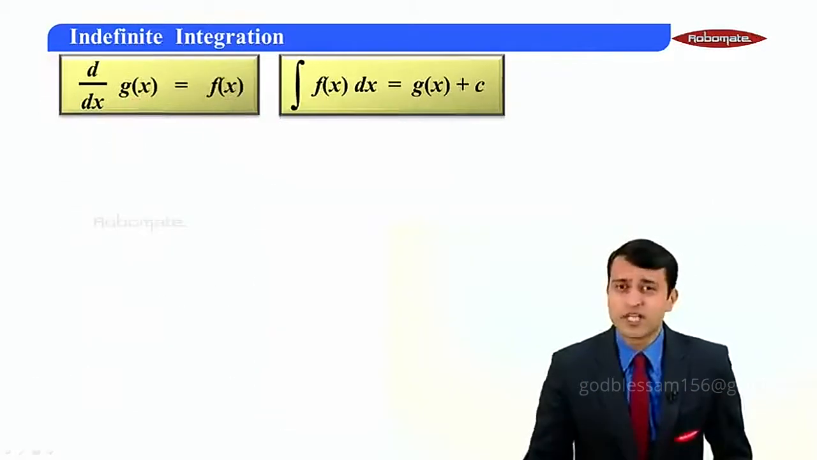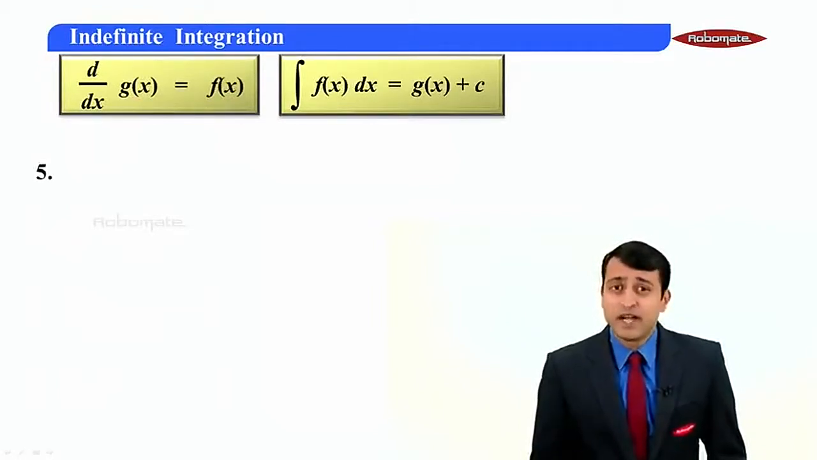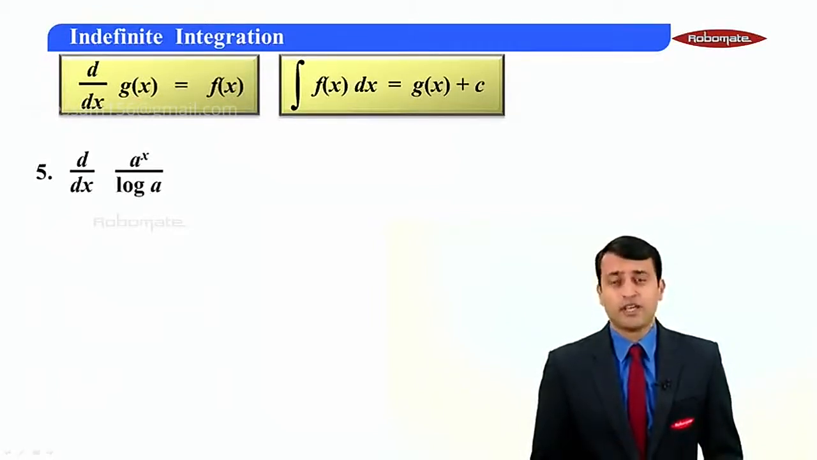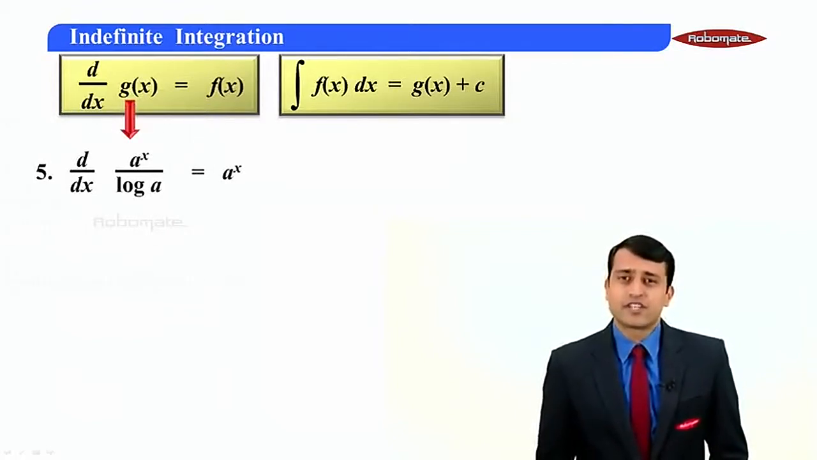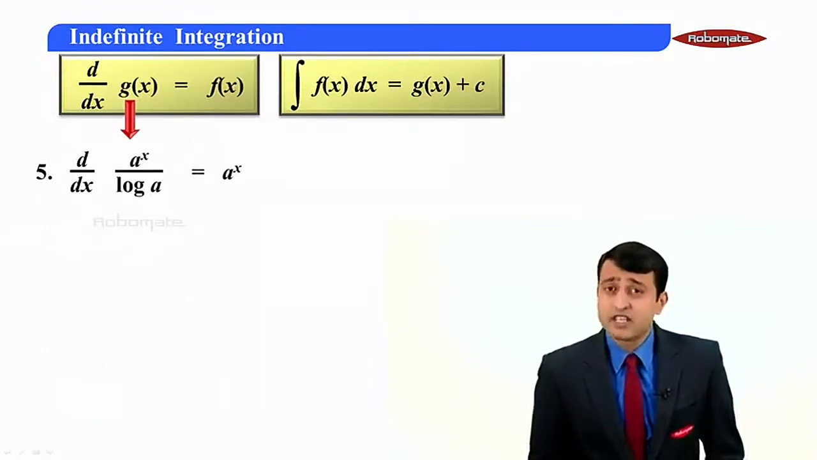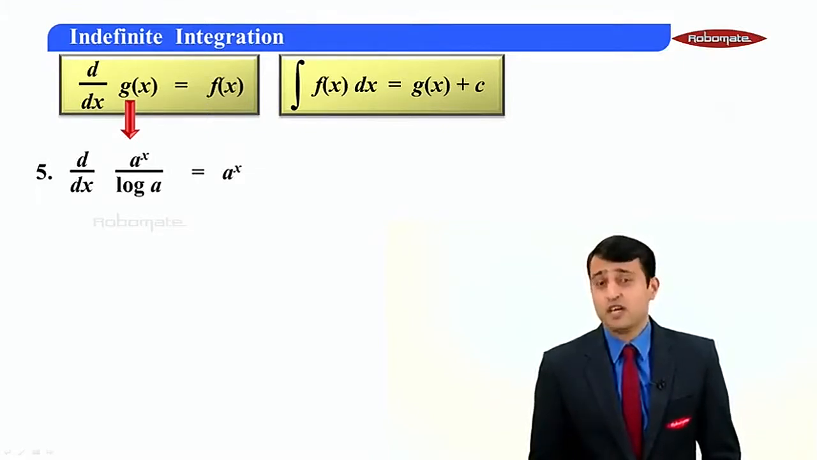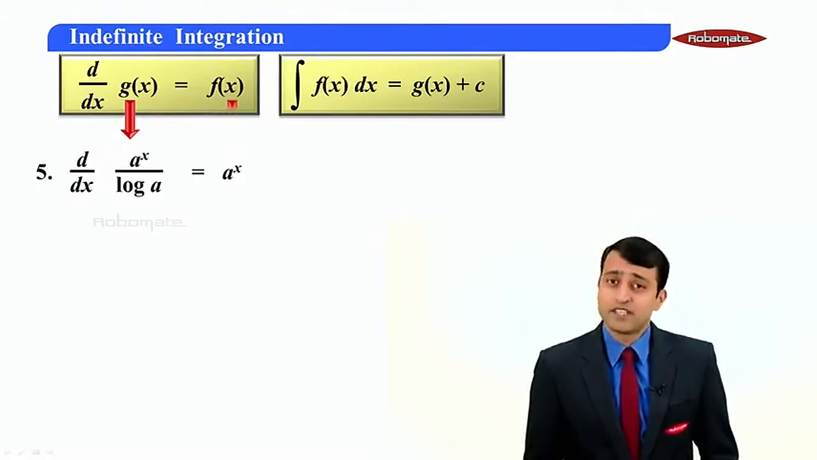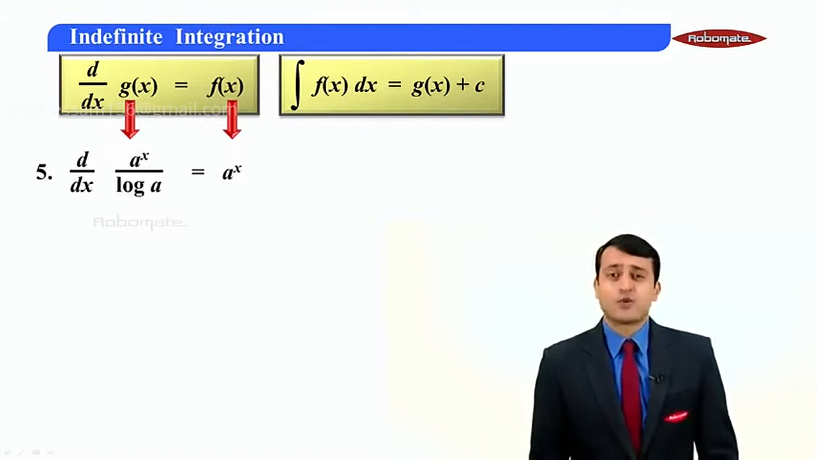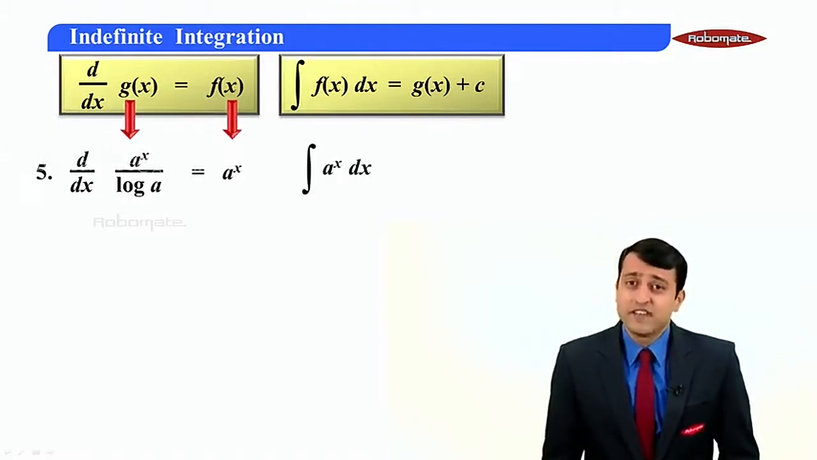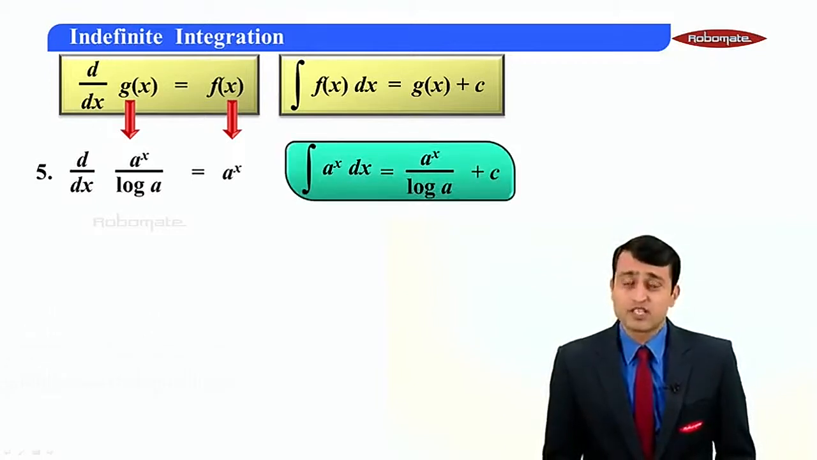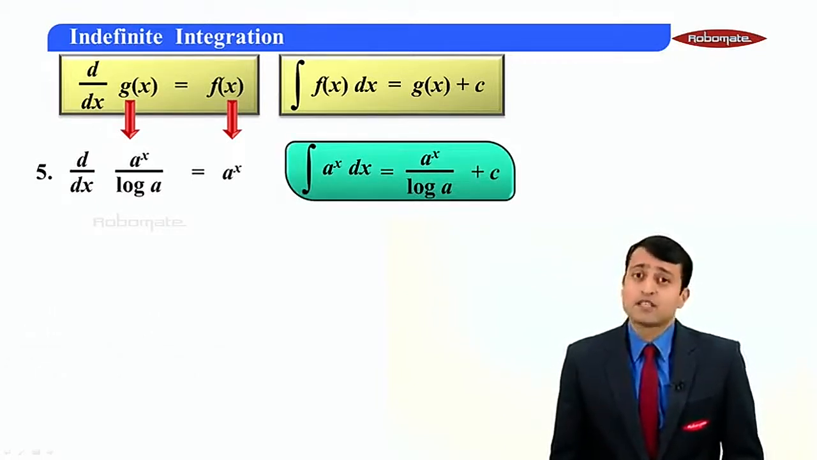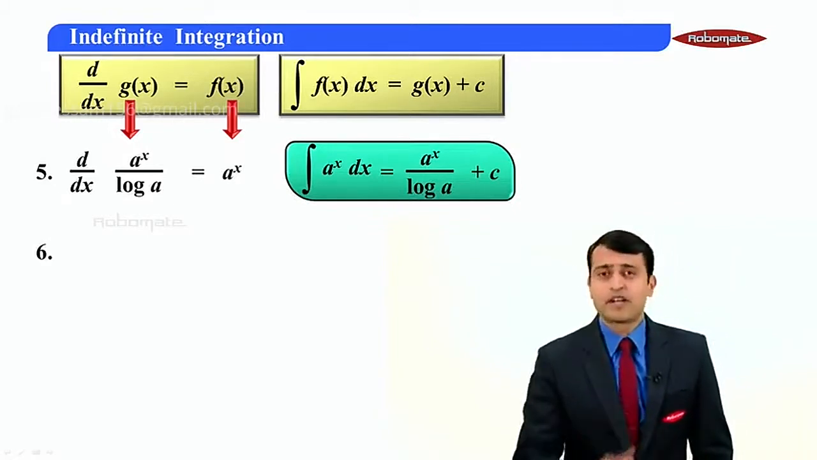We have one more exponential formula, that is d by dx of a raised to x upon log a. Can I say it is only a raised to x? Very well. So what does the definition give us? It says that in this case g of x is a raised to x upon log a. So f of x is a raised to x. So as per the definition, we will have integral a raised to x dx is equal to a raised to x upon log a plus c. Is that fine?